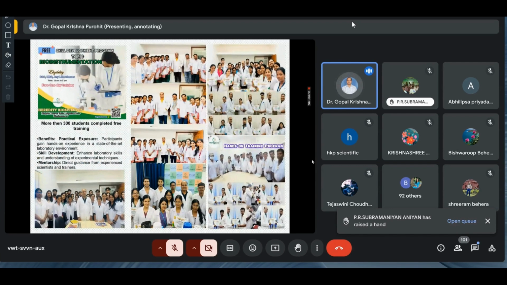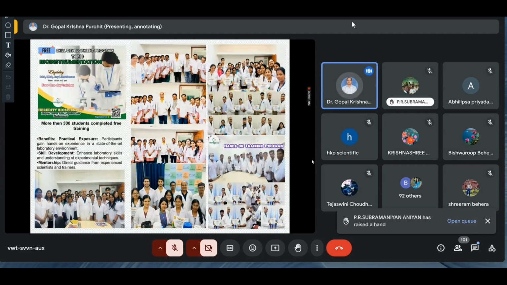These pictures are a witness of the last 1 month's activities. First, a skill development program is ongoing. That is a free program on bioinstrumentation. Now we are going for another free program, on biochemistry and chromatography. More students have joined these programs, and in the last 1 month we have completed them with 300 students, who completed the free programs of bioinstrumentation as well as biochemistry and chromatography.